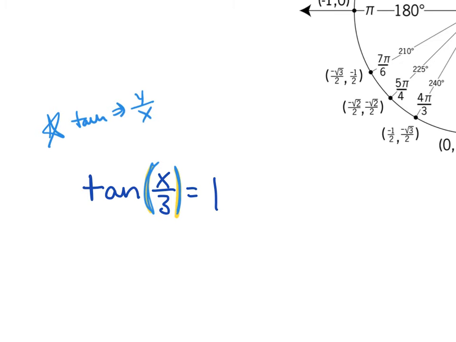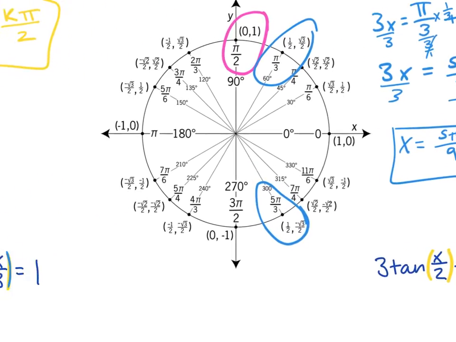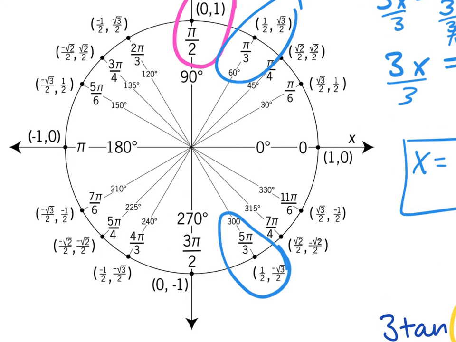We need to find on the unit circle what's 1. So we need to find when y over x is equal to 1. So remember, tangent is y over x. So let's see, when does y over x equal 1? Pi over 4. Anywhere else? 5 pi over 4. Perfect.